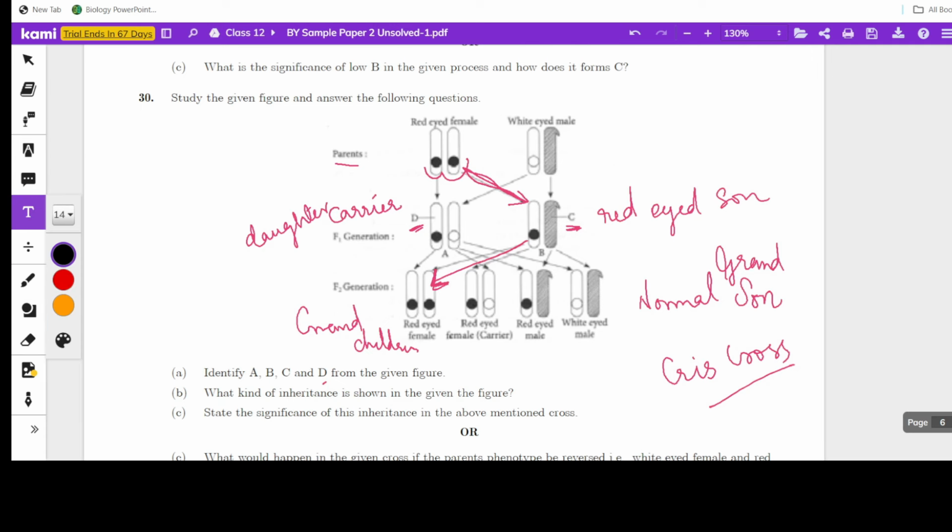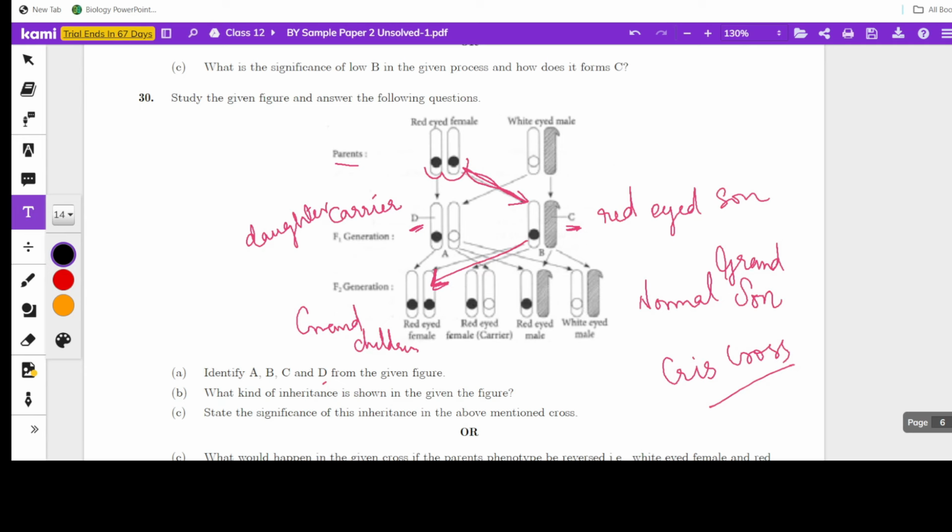Now the significance. State the significance of the inheritance in the above mentioned cross. That is a crisscross cross. In this crisscross system of cross, we get to know how the genes are inherited. In the parent generation, if the mother has a disease or any kind of characteristic or trait, that will be inherited by the son. It will not be seen in the female child, and then it is inherited by the granddaughter. So, mother to granddaughter. If that trait is seen in the father, it will be transmitted from father to daughter and then to grandson. It will be inherited like that. So that is the significance of crisscross inheritance.